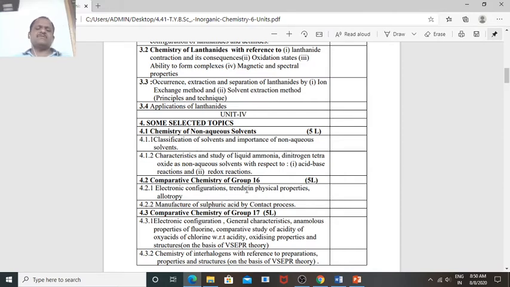There also we want to study electronic configuration, then anomalous properties of fluorine, then study of acidity of acids of chlorine, as well as oxidizing properties, and formation of interhalogens and their properties, and preparation on the basis of VSEPR theory. So this is the overview of the syllabus.